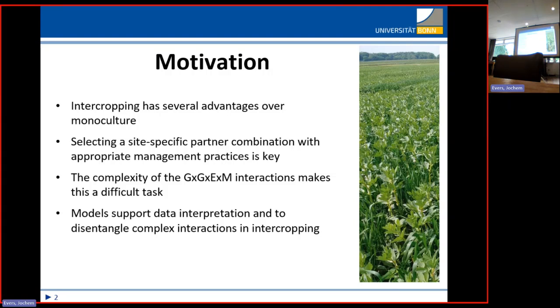Usually in monocultures, we have to deal with G times E times M interactions. So you know the term, right? G, genotype, E, environment, M, management. And in intercropping, we have one additional G, which makes it much more complicated.